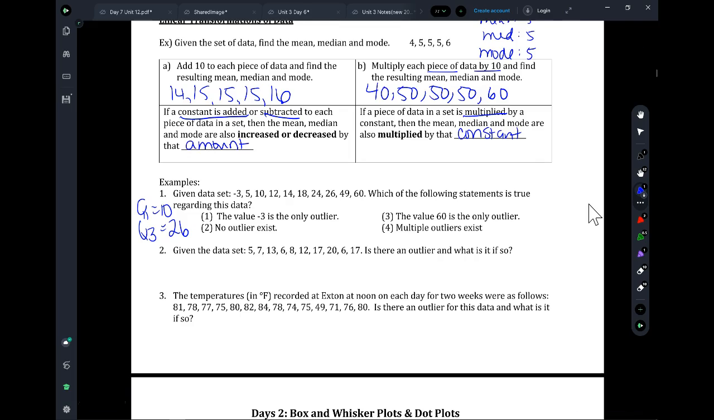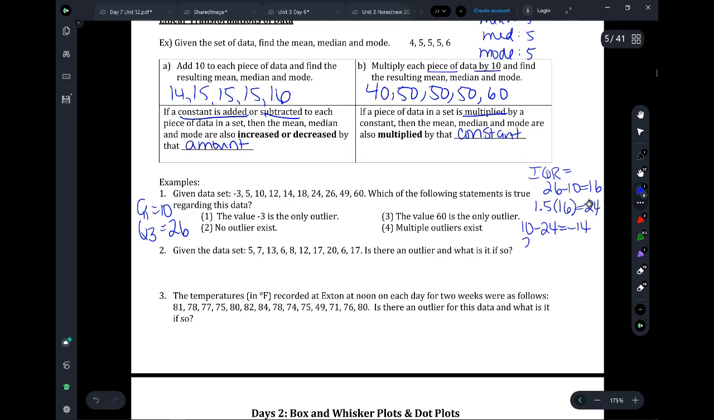For me to be able to calculate an outlier, I need to first find the IQR. The IQR is Q3 minus Q1, which is 16. Then I need to do 1.5 times that value, which makes 24. I subtract that from Q1: 10 minus 24 is negative 14. Then I add it onto Q3: 26 plus 24 is 50. If there are any numbers lower than negative 14 or higher than 50, then there's an outlier, and there is one number bigger than 50, so there is only one outlier.